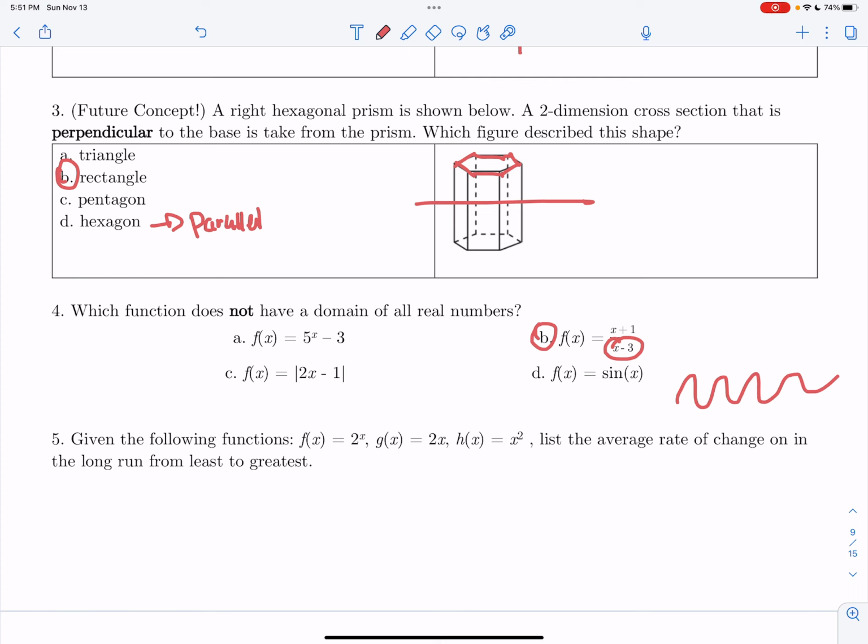Number 5, you're given this function, 2 to the x, 2x, and x squared, and you want to list the average rate of change in the long run from least to greatest. Okay, obviously we know that a linear function will have the smallest rate of change, then a quadratic function, then an exponential function, because with an exponential function, it increases the fastest. So you should have 2x, then x squared, then 2 to the x.